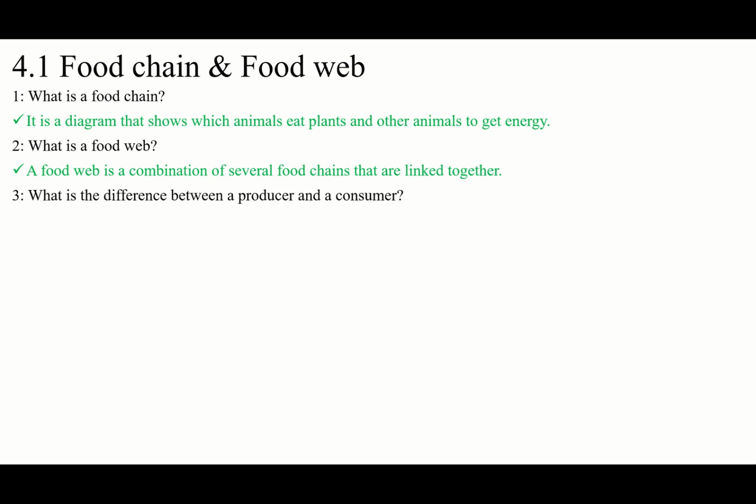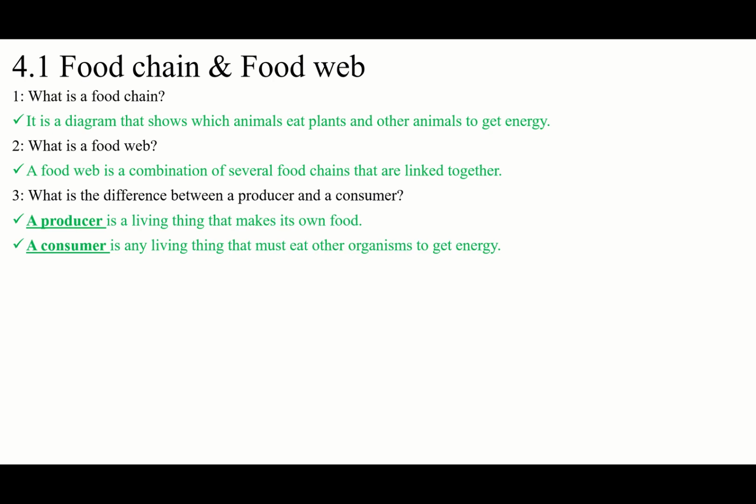So let's go ahead. What's the difference between producer and consumer? You have 15 seconds. Well done. Producer is the living thing that makes its own food and gives energy for the others. But consumer is any living thing that must eat other organisms to get energy. So let's go ahead.